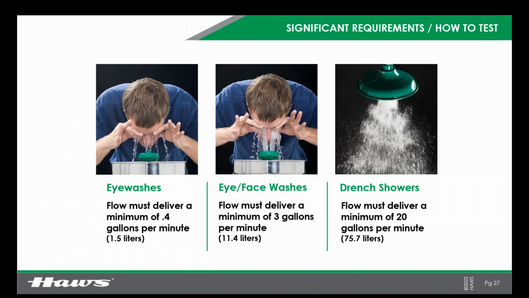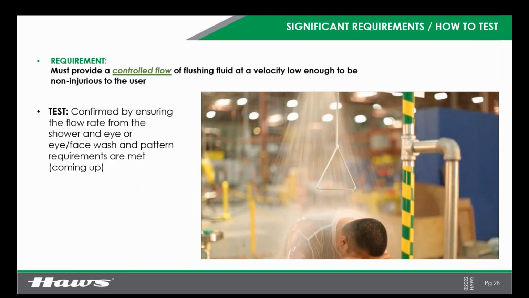Now, each type of equipment has a specific GPM rate that it has to achieve. Eye washes, 0.4 gallons per minute. Eye face washes, 3 gallons per minute. And drench showers, 20. These are all bare minimums. We are allowed to provide more water than this to the emergency equipment, but it has to be in a controlled rate, a controlled flow of flushing fluid, like you see in this video.